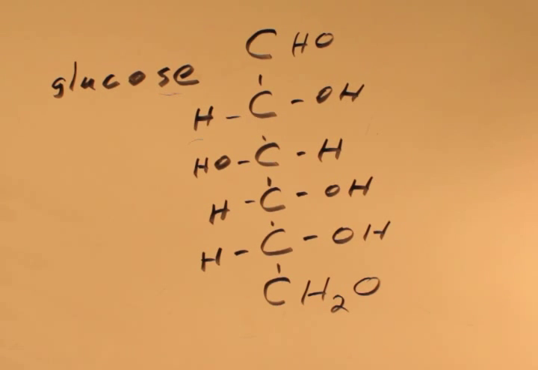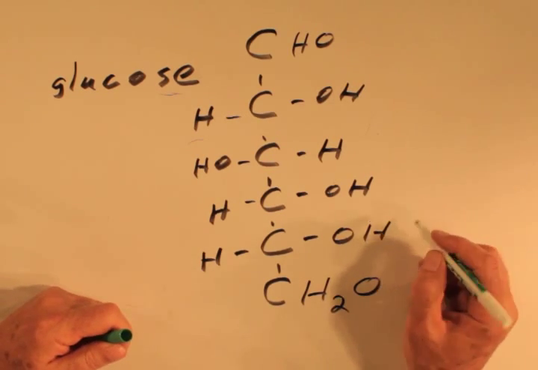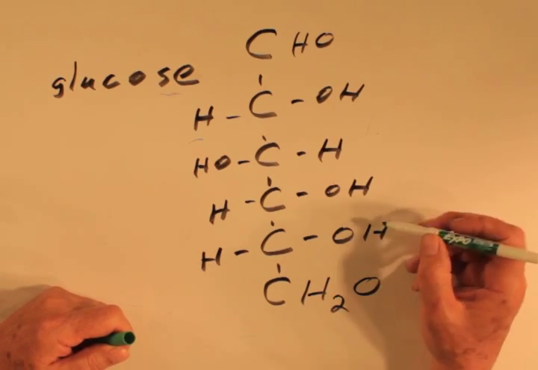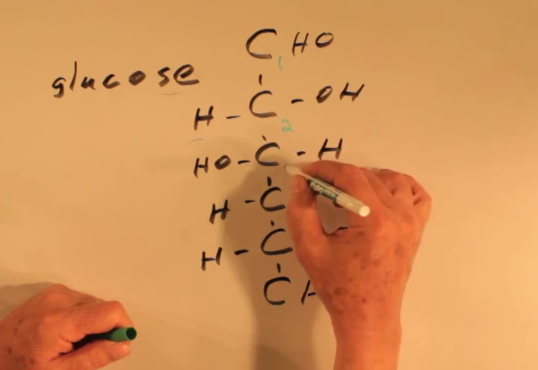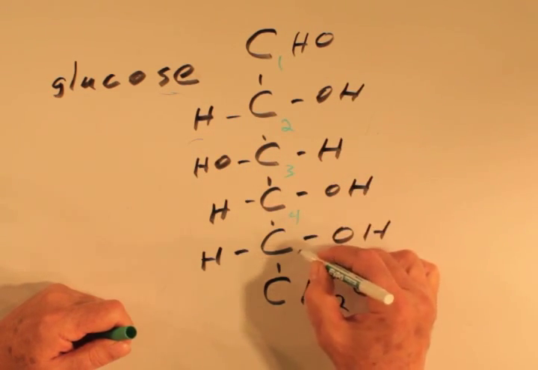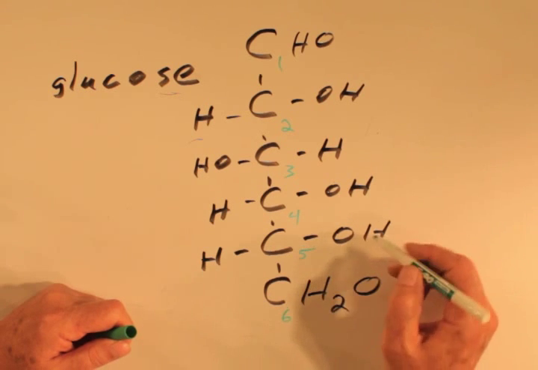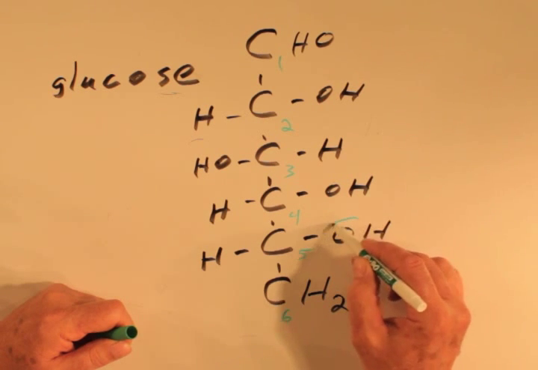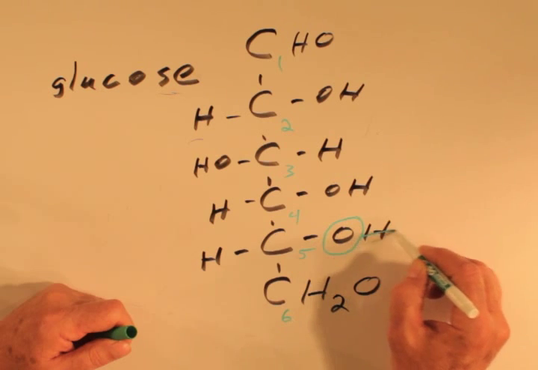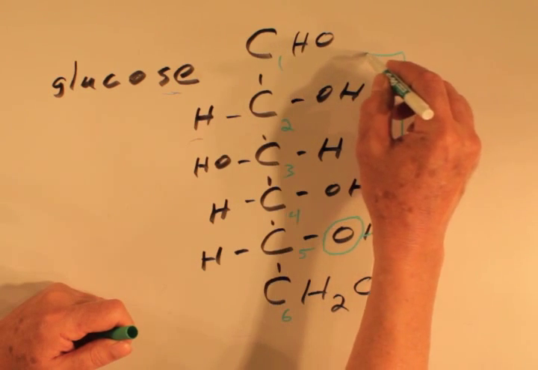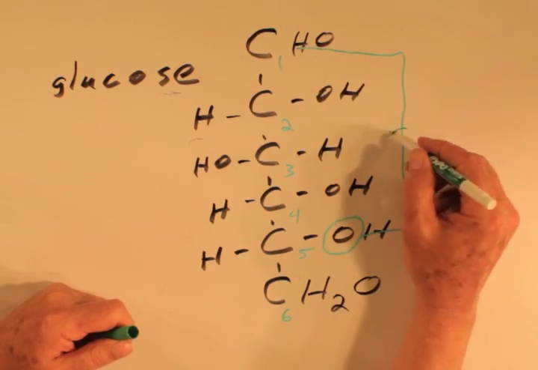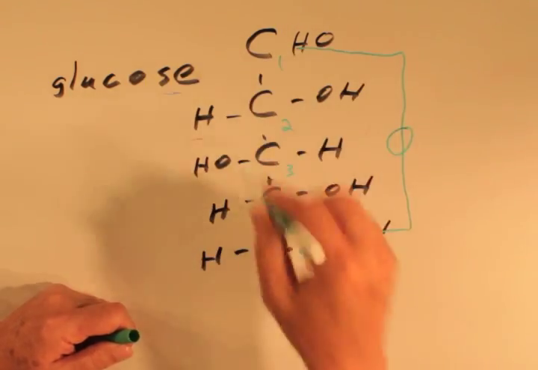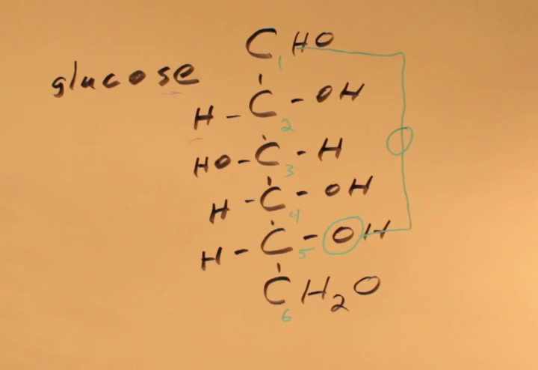Glucose forms a ring structure, and we want to look at that right here. The ring is formed between this oxygen and this oxygen. So the oxygen makes a linking compound within the glucose molecule and makes it into a ring.